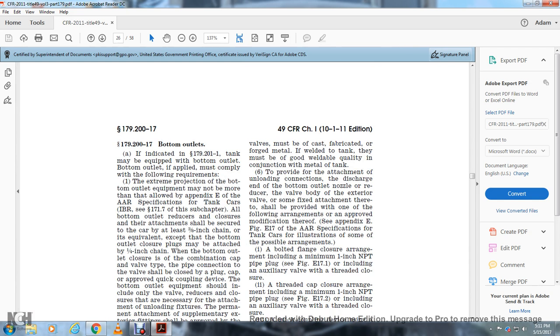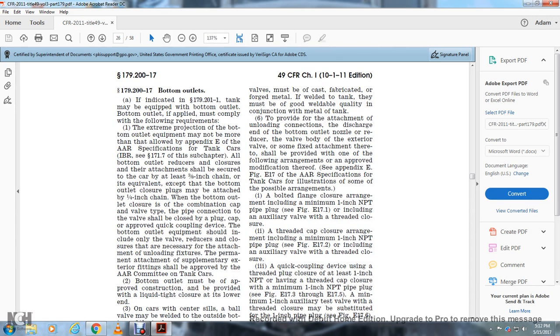179.217 Bottom outlets. Tanks indicated by 179.211 may be equipped with a bottom outlet. Where a bottom outlet is applied, it must comply with the following requirements. The extreme projection of the bottom outlet equipment may not be more than allowed in Appendix E of the AAR Specifications for Tank Cars. All bottom outlet reducers, closures, and their attachments shall be secured with a chain at least 3/8 inch or equivalent, except that bottom outlet closure plugs may be attached with 1/4 inch chain.